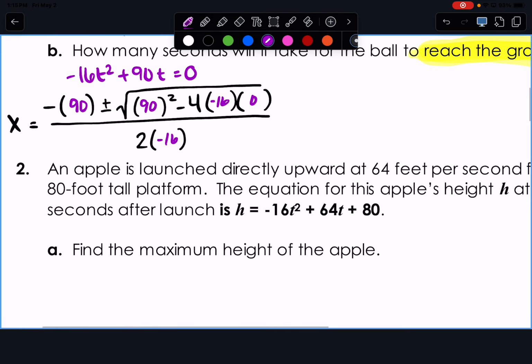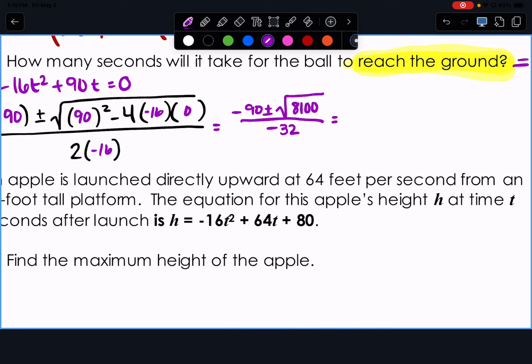All right, now we get negative 90 plus or minus the square root of what number is going to be under our square root? What is all of this right here equal to? 8,100. All right, divided by negative 32. Okay, then we just keep going through the simplification process. What is the square root of 8,100? 90. So we have negative 90 plus or minus 90 divided by negative 32.